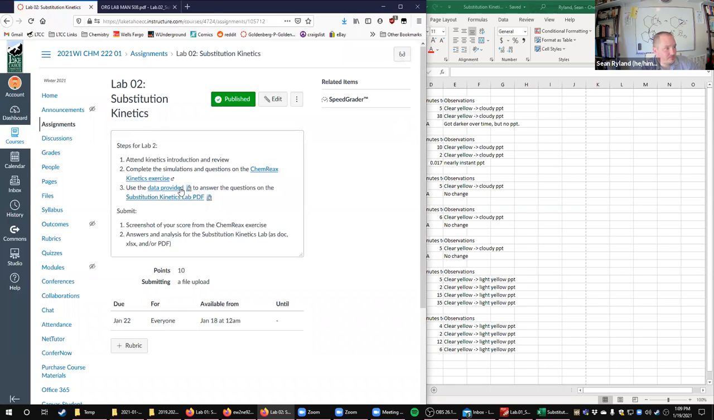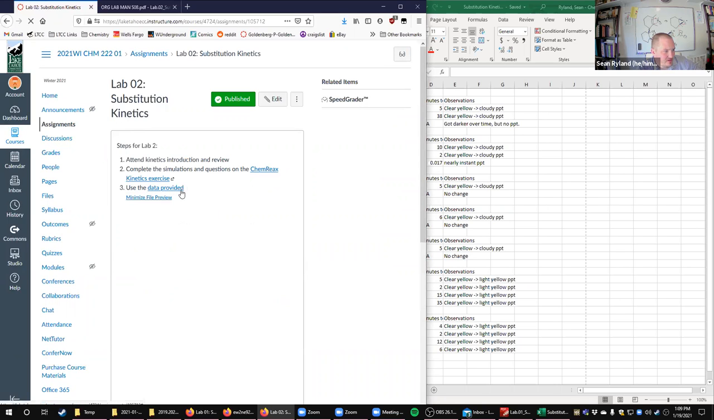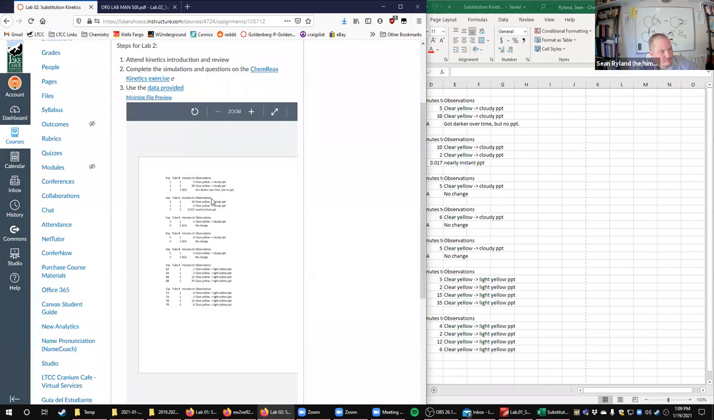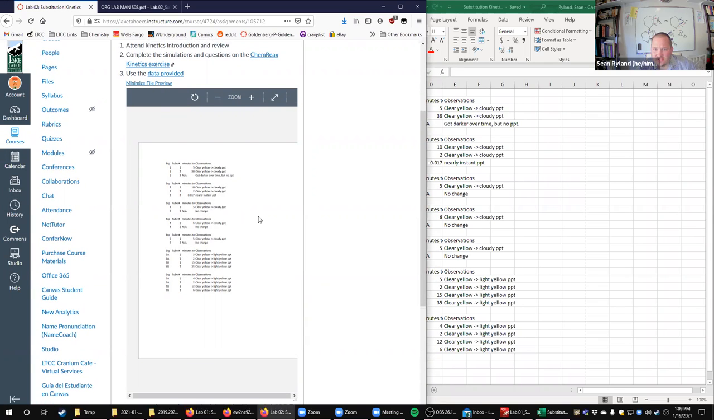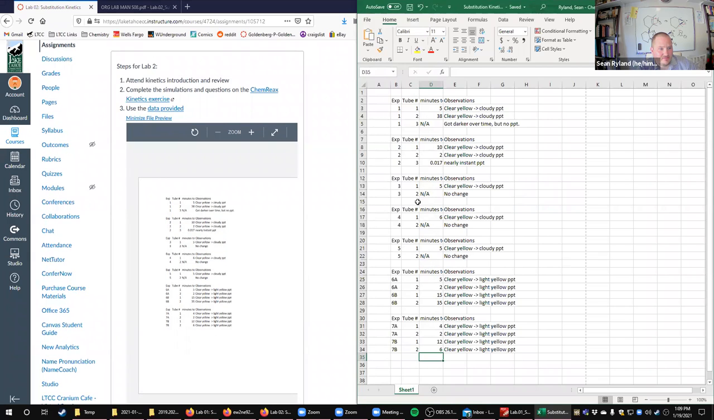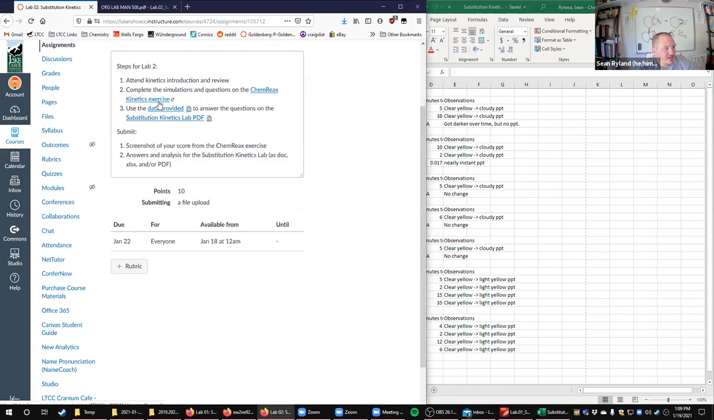The other piece of this, I will change the data, because the data that I gave you is a PDF, but it didn't put the lines on there. I'll put it in there as an Excel so you can actually see the difference like I have shown here. I'll link that instead.